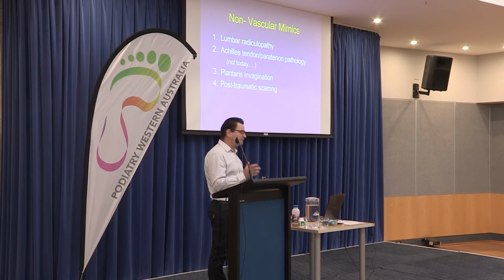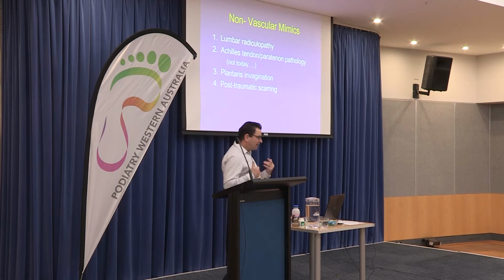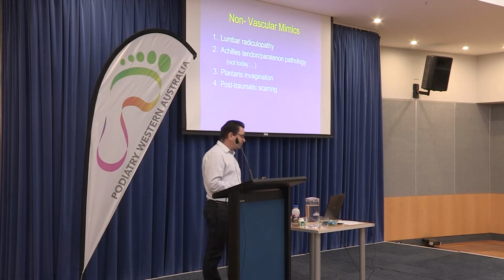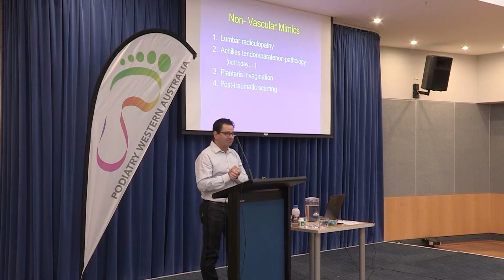And sometimes this one, but I often see L5 radiculopathy, and you've seen that yourself, we're not winning here. In actual fact, they've got a bad back. The other thing I was going to talk about is Achilles and paratenon pathology, but believe me, not today. We can talk about that another day.